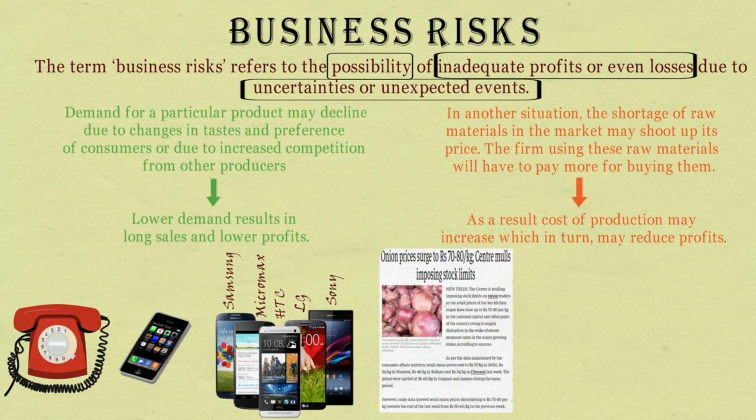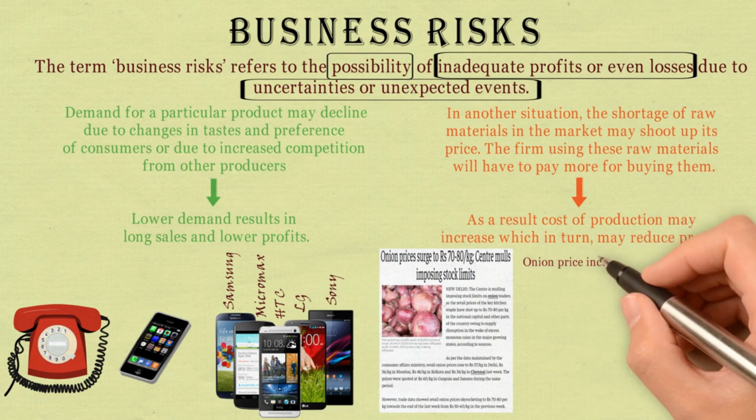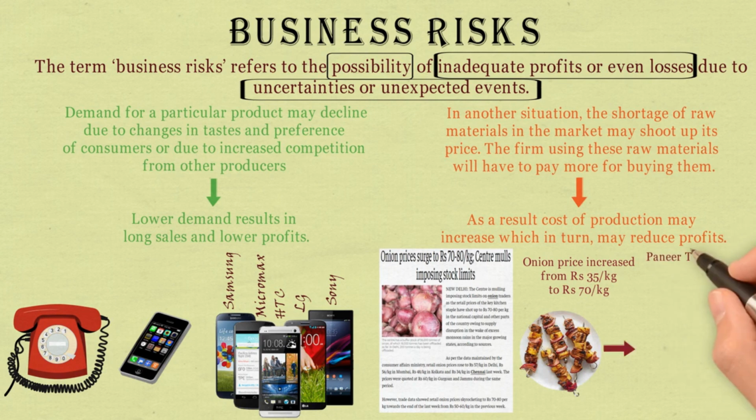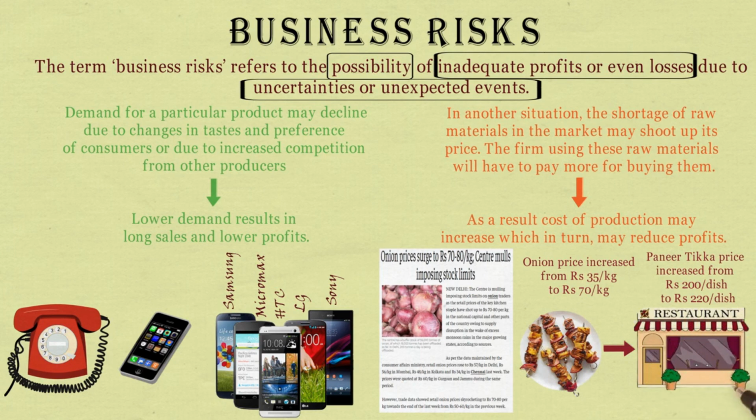In 2019, we all heard that the prices of onions skyrocketed in India and the government had to take actions to control the prices by imposing stock limits. Since prices of onions increased from rupees 35 per kg to rupees 70 per kg, restaurants serving dishes where onion is a main ingredient, say paneer tikka, started selling those dishes at higher prices. Say paneer tikka is sold at 200 earlier, which is increased to 220 now.